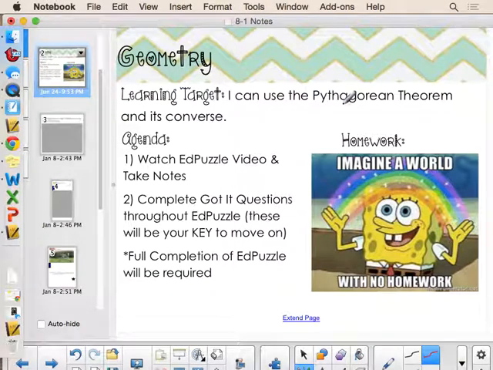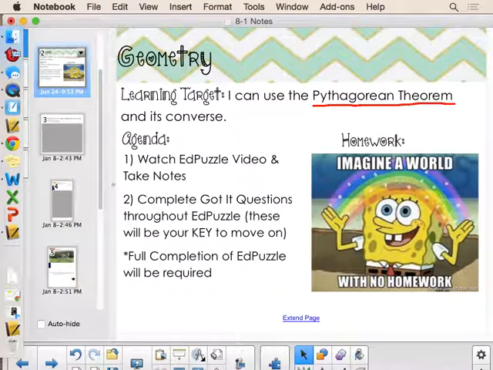Return, the Pythagorean theorem. Because we're talking about the Pythagorean theorem today and its converse, which might be new for some of you, I felt that it was a good time to introduce Edpuzzle, which is a great app that I'm going to use to help monitor your progress in watching a video and taking notes.